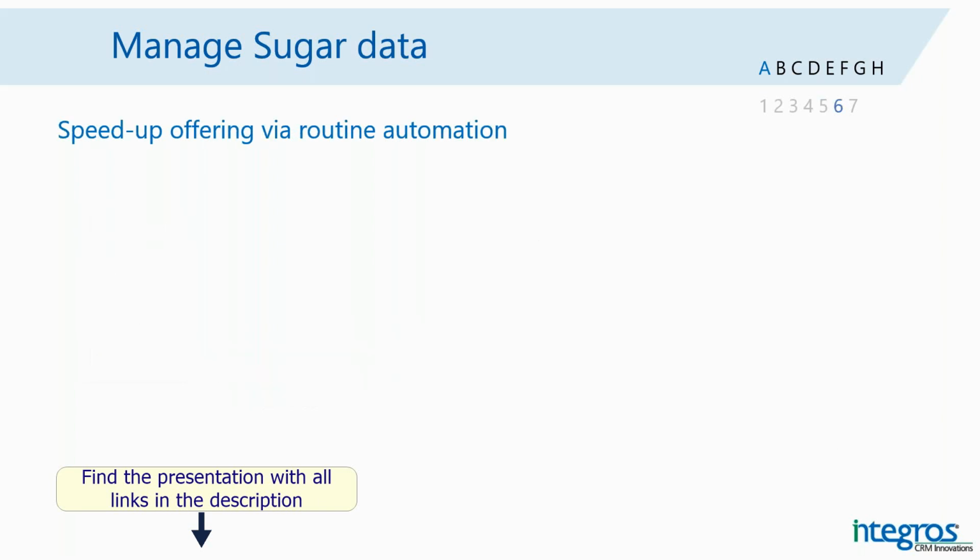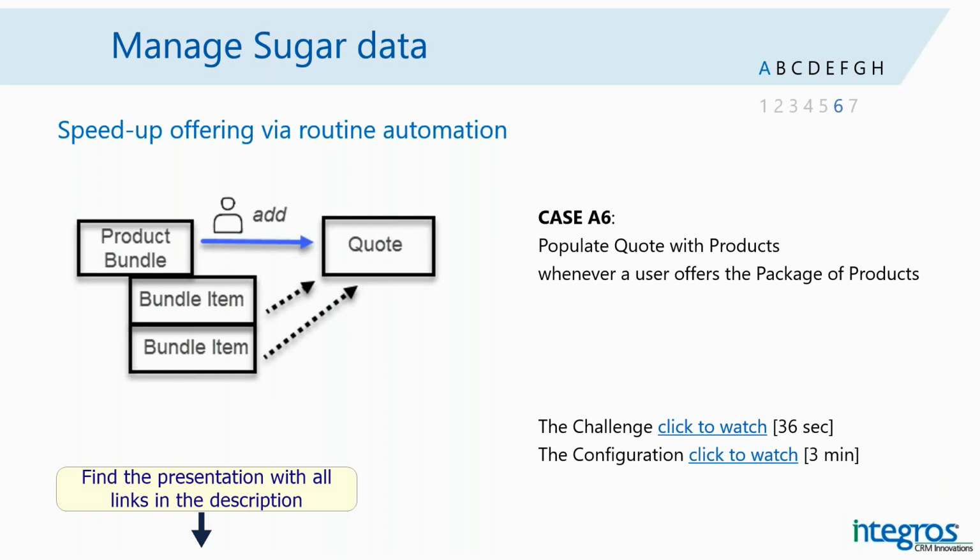Are you familiar with the case when a sales rep demands that their routine tasks on quote preparation must be automated? For example, when your company offers product bundles, a sales rep can add a product bundle to the quote, obviously. And the next step, the sales rep can manually add each item from this product bundle. But our next task is about automation of this. So when a sales rep selects a product bundle in a quote, all items will automatically be included in the quote.